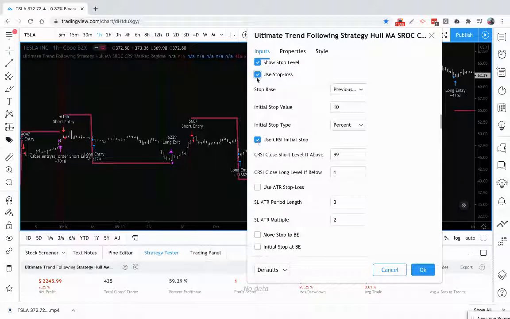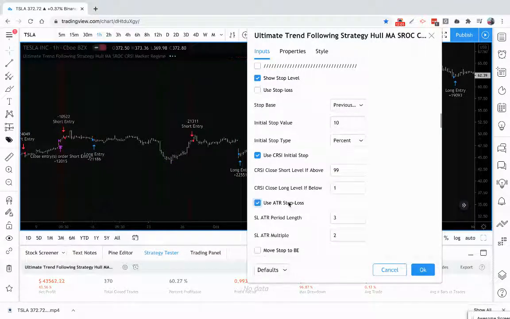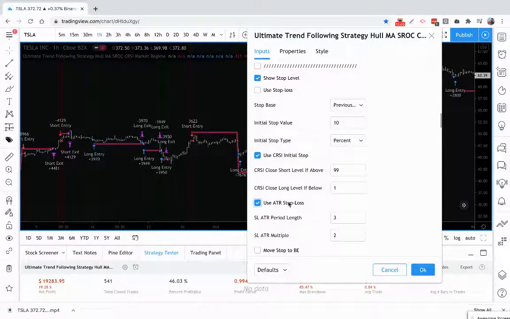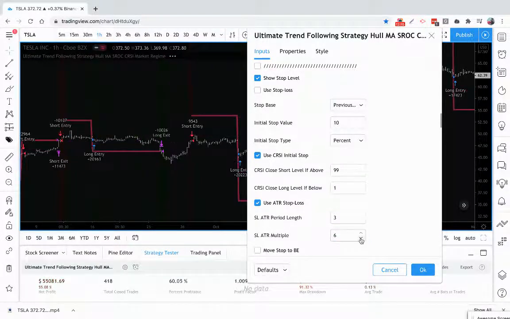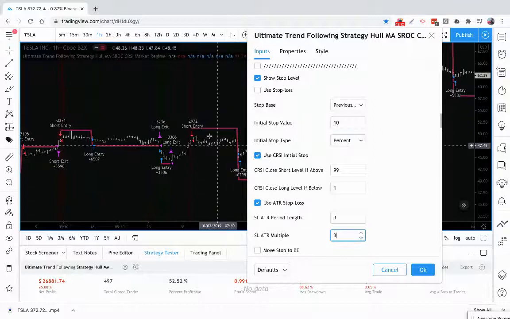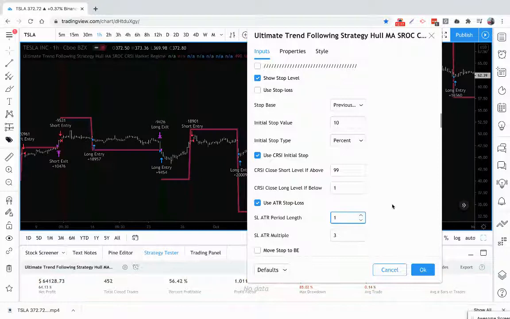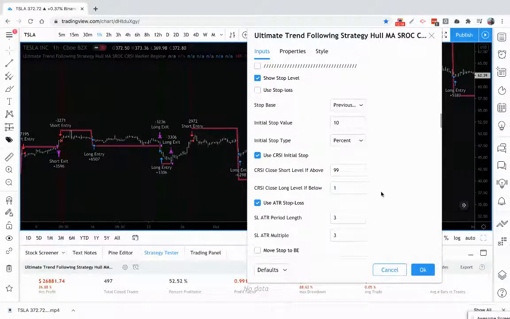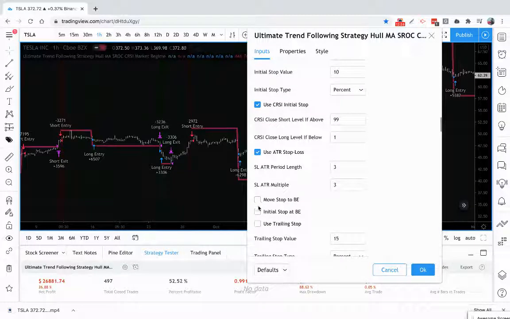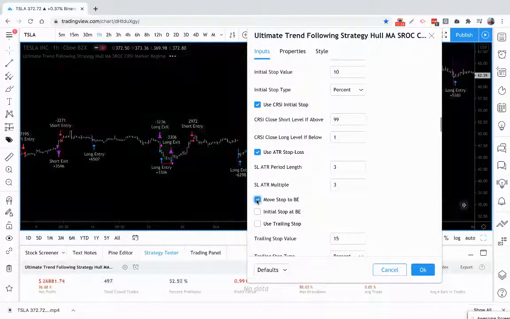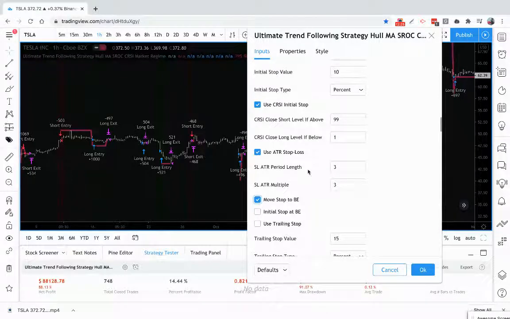If you don't want to use a fixed percent, but you want to use an average true range as stop loss, you can do that also. And then you can also adjust this by any multiple you like. You can see that changing on the screen. Any length you like. It can't be 0. It's got to be at least 1. And there you go. And if you want to move your stop loss to break even as soon as you get in the profit, you can do that.